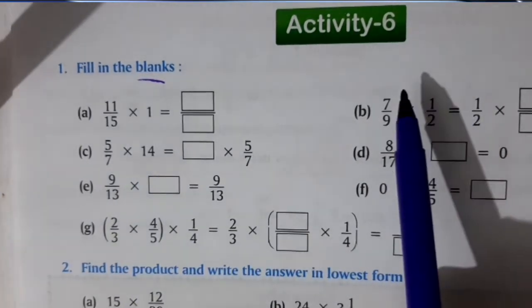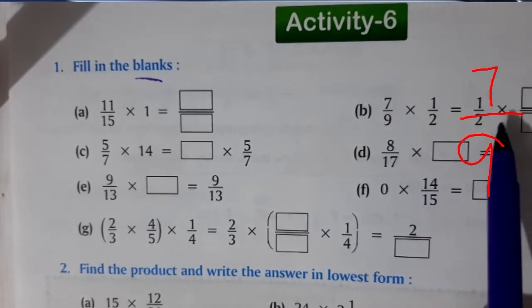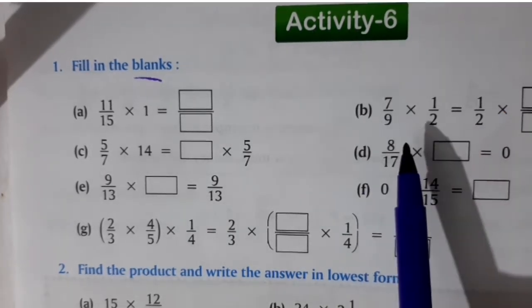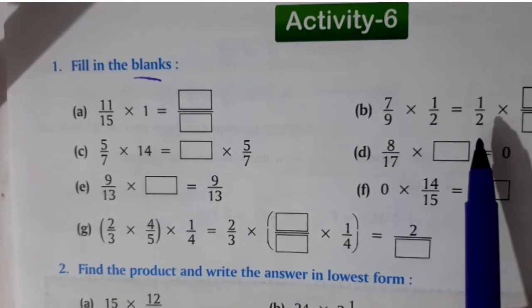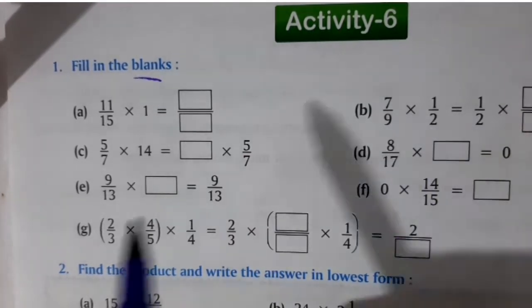B part, 7 by 9 multiplied by 1 by 2 is equal to 1 by 2 multiplied by 7 by 9, because in multiplication we can change the order of the fractions. The product will not change. So we can change the order of the fractions in the multiplication.